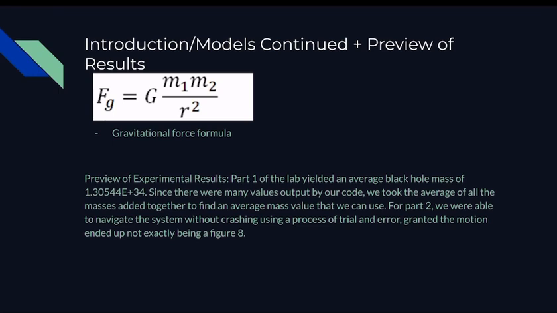The preview of the experimental results for part 1 of the lab yielded an average black hole mass of 1.30544 e to the 34th. Since there were many values output by our code, we took the average of all the masses added together to find an average mass value that we can use. For part 2, we were able to navigate the system without crashing using a process of trial and error. Granted, the motion ended up not being a figure-8.